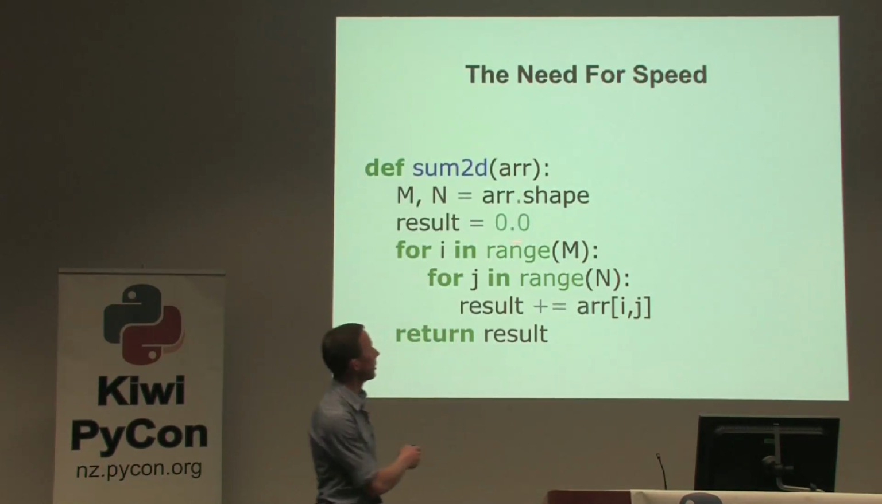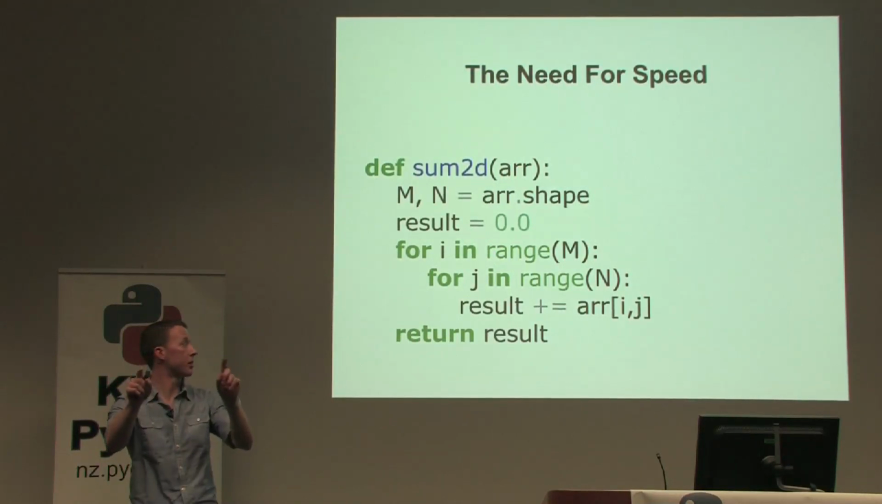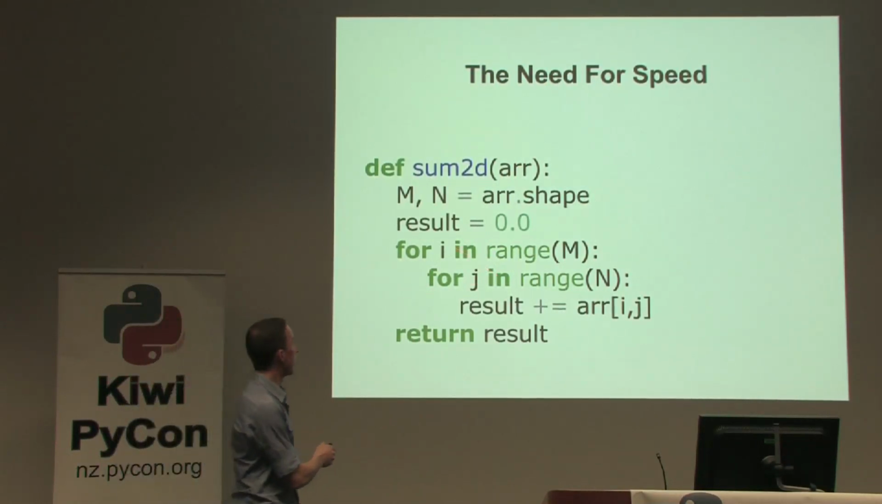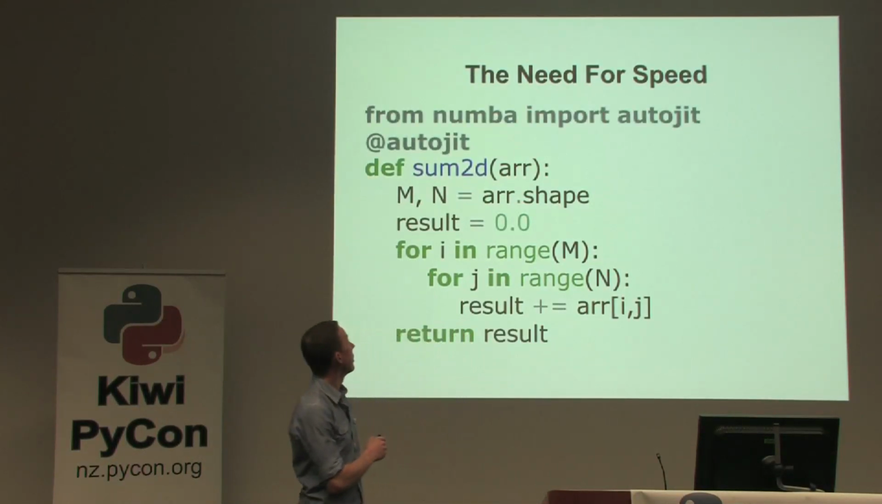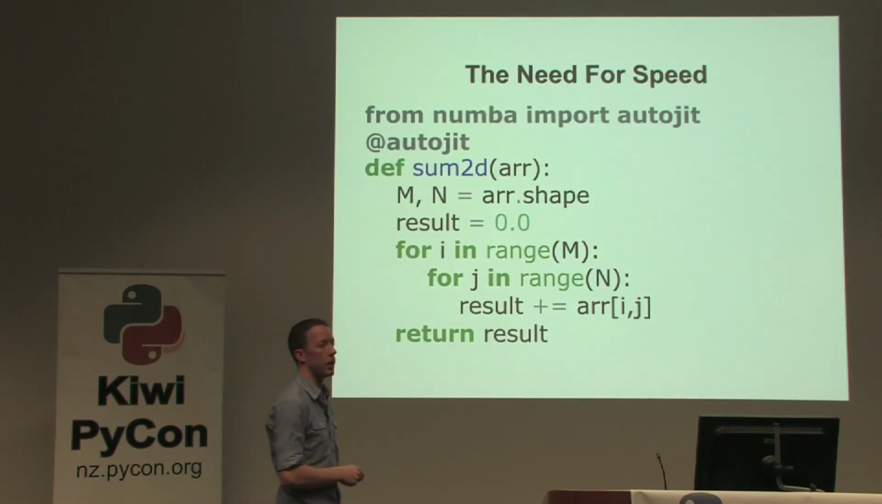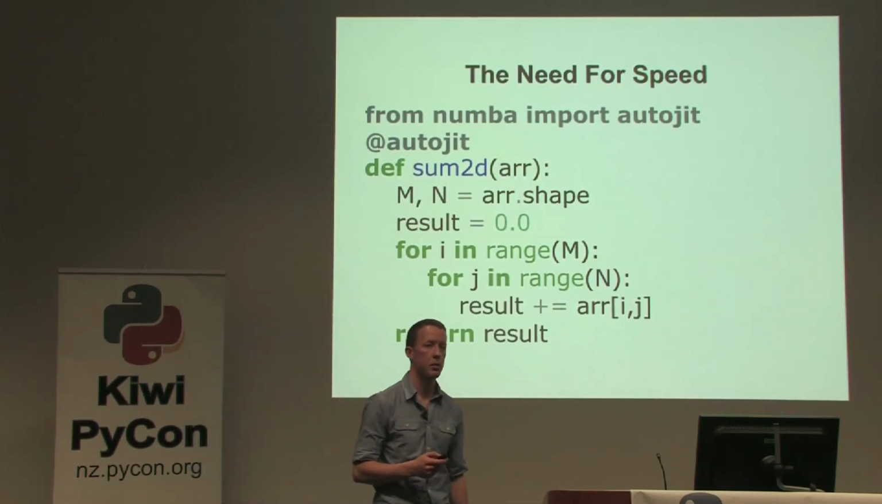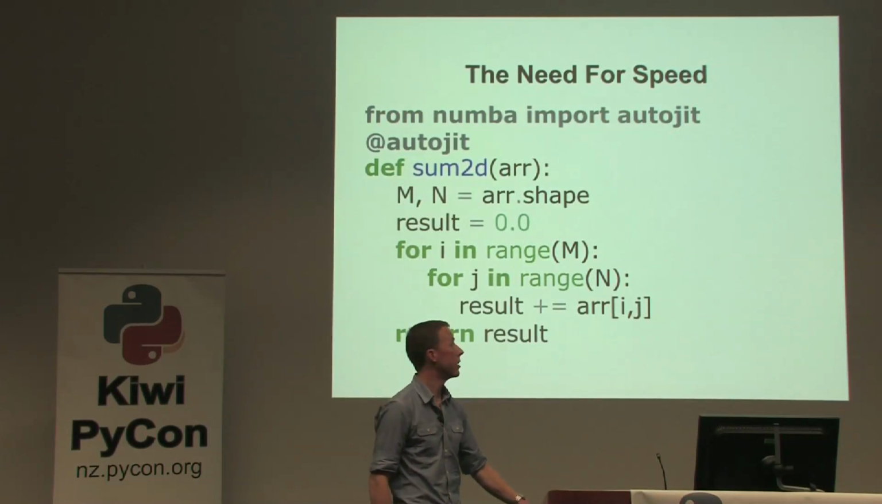This is a Python function here that takes a matrix and just sums up every entry in that matrix. This one plus this one plus this one plus this one. 2 loops. Not fast in Python. It's an interpreted language. This little decorator here will apply a just-in-time compiler to that function, and the just-in-time compiler is NumPy aware. It was designed to work with NumPy. In fact, it was even written by the creator of NumPy, I believe.